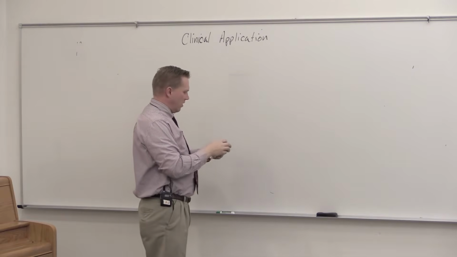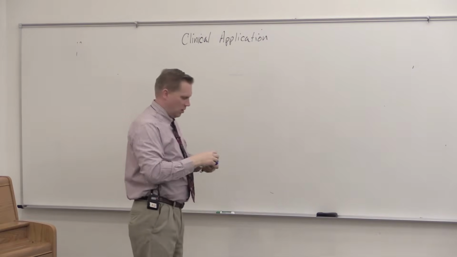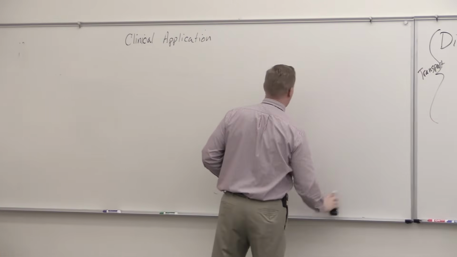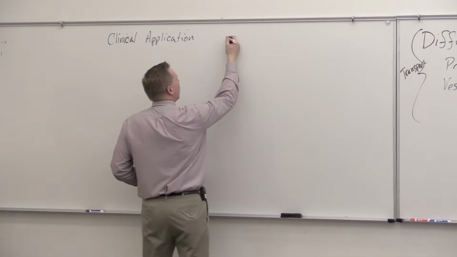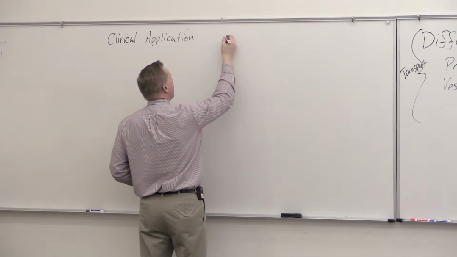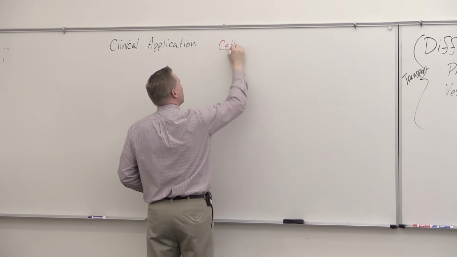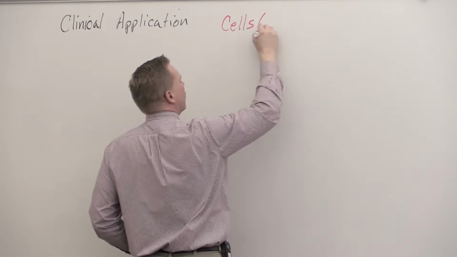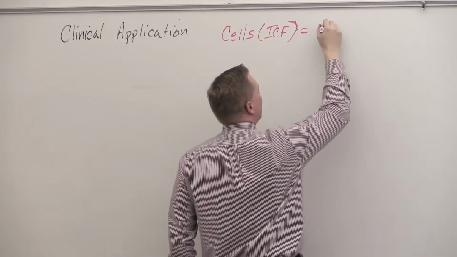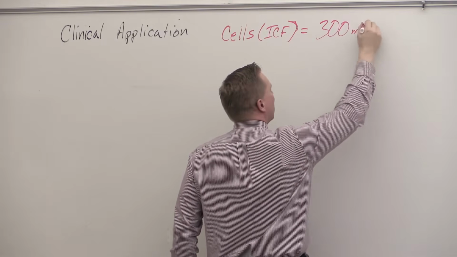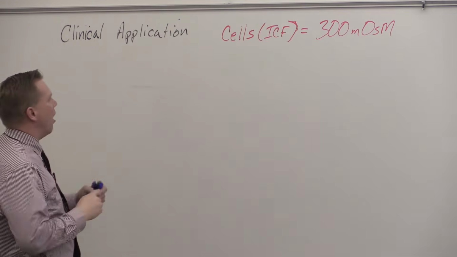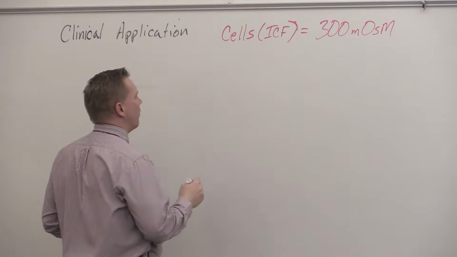And so there's a couple of things that we need to know, just some basic information, in order to understand these applications. The first, we talked about osmolarity before. It turns out that most cells have a common osmolarity, and so the osmolarity of most cells, so we would say the intracellular fluid, is equal to 300 milliosmolar. Okay?